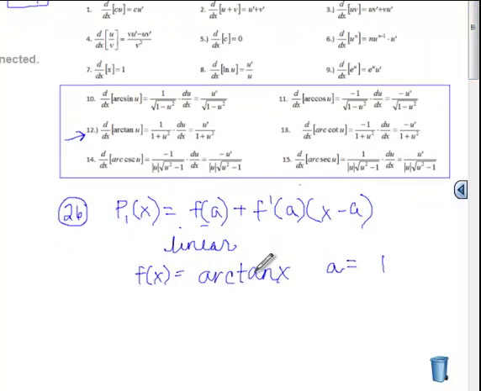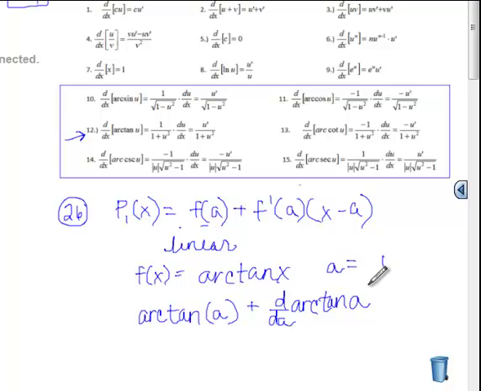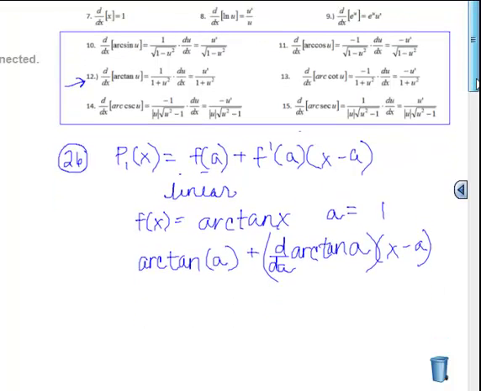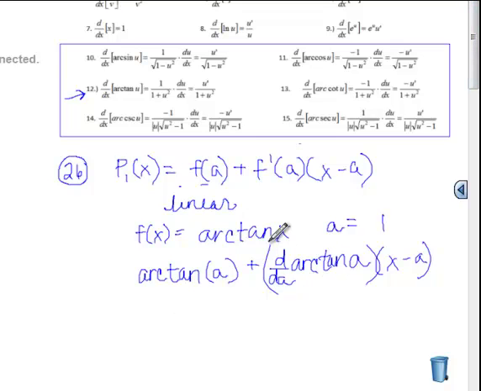So I'm going to go ahead and say, well, this is going to be arctan of a, so here I have it right there, plus, and then I'm going to need the derivative. I'm going to have to derive this function with respect to a. So what is f prime of a? So the derivative of this function with respect to a of arctangent of a, and then all of that times x minus a. So the first thing that you're probably going to want to do before you even start plugging all of this in is you're going to want to derive this piece right here.